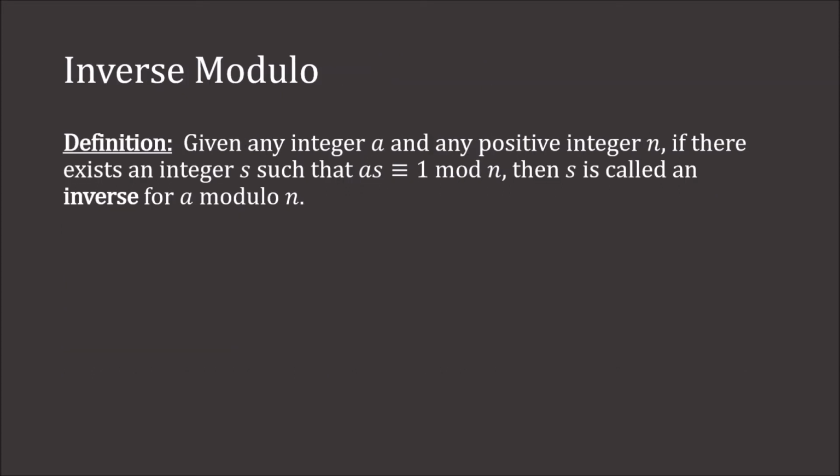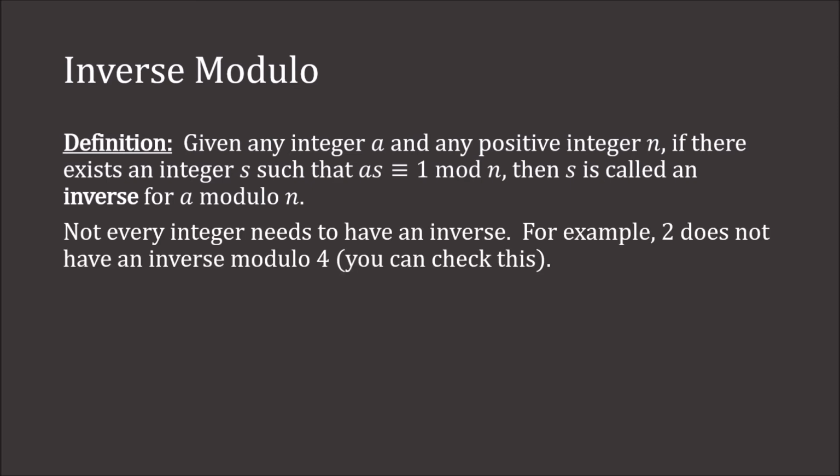So this is our definition of inverse modulo. Given any integer a and any positive integer n, if there exists an integer s such that a times s is congruent to 1 mod n, then we call s an inverse for a modulo n. Now, not every integer needs to have an inverse. For an example, 2 does not have an inverse modulo 4. You can easily check this: do 2 times 0, 2 times 1, 2 times 2, and 2 times 3. You will never get 1 mod 4.